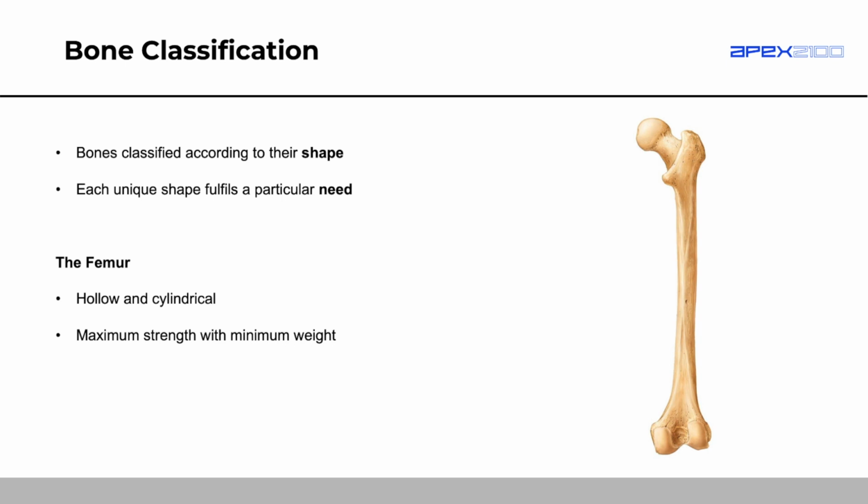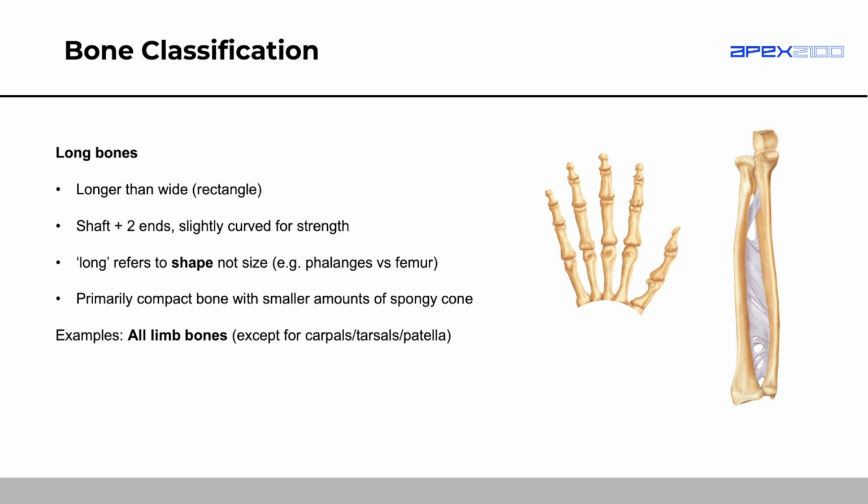So let's go through a few different types of bone classification. The first one, the most common one, is long bones. Now, long bones are like a rectangle. They're longer than they are wide. Long doesn't necessarily refer to the size of them. It refers to the shape. So just remember, any sort of rectangle looking bone is a long bone. It doesn't matter the size. The femur is a long bone, but the little bones within our fingers are also long bones as well. They're all that sort of longish rectangle shape.